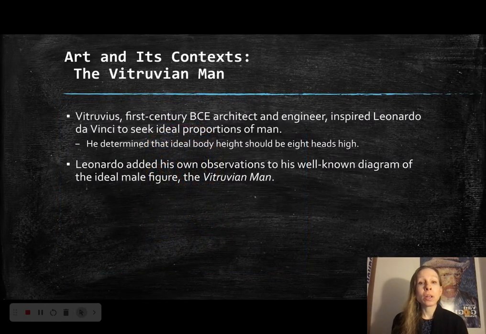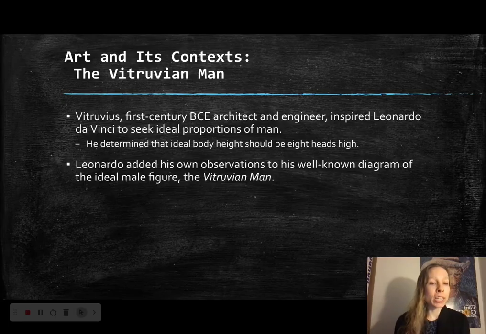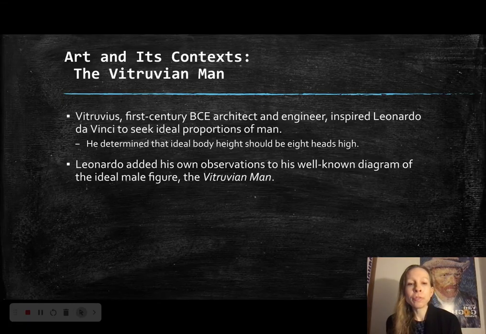Okay, so the Vitruvian Man. Vitruvius was a first-century BCE architect and engineer, and he was an inspiration to Leonardo da Vinci. Leonardo da Vinci was seeking ideal proportions of man, and he determined that the ideal height of man was 8 heads high. And he added his own observations to this well-known diagram of the ideal man figure, the Vitruvian Man.